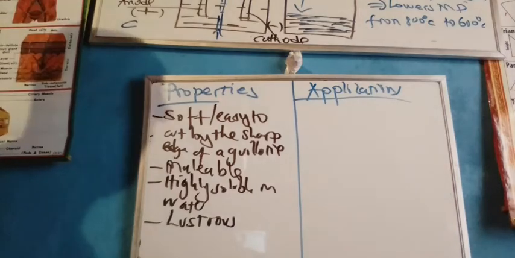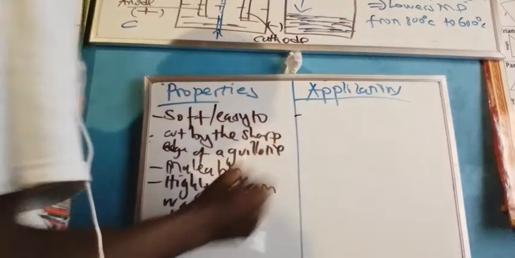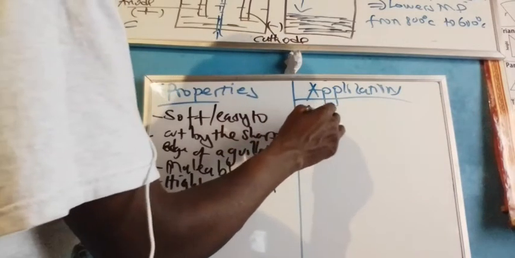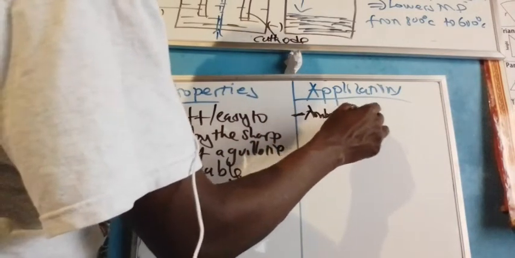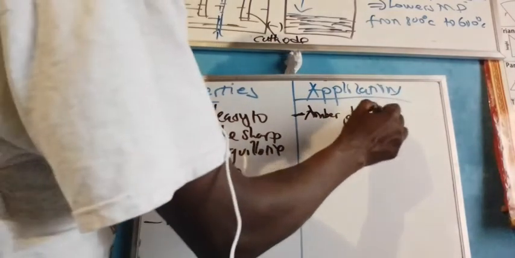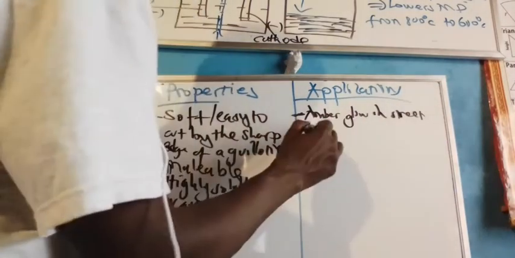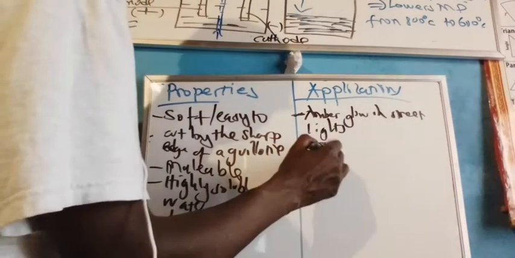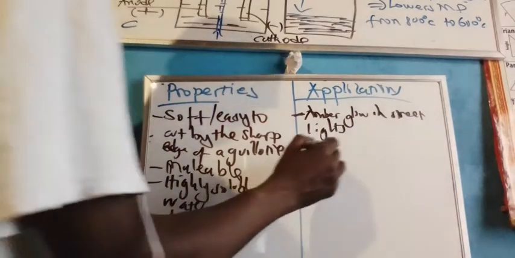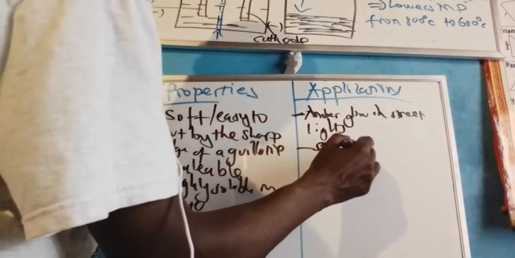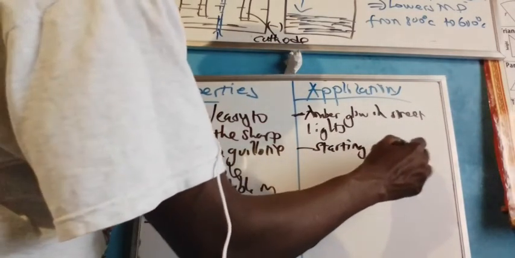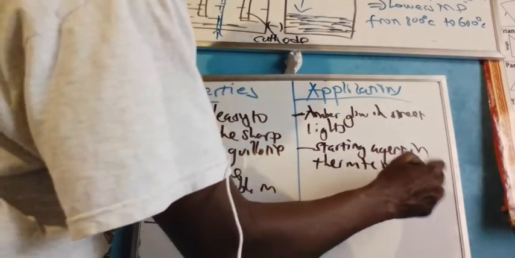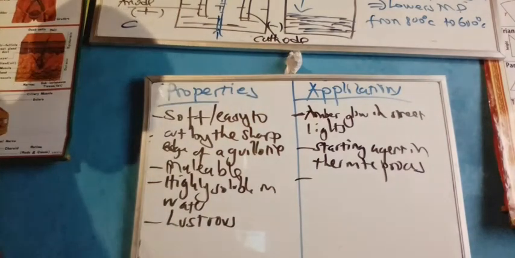How do you use sodium? Sodium is used in the manufacture of the amber glow in street lights. Number 2, it is used as a starting agent in the thermite process for extraction of gold. Starting agent in thermite processes. This is just because of its high reactivity.